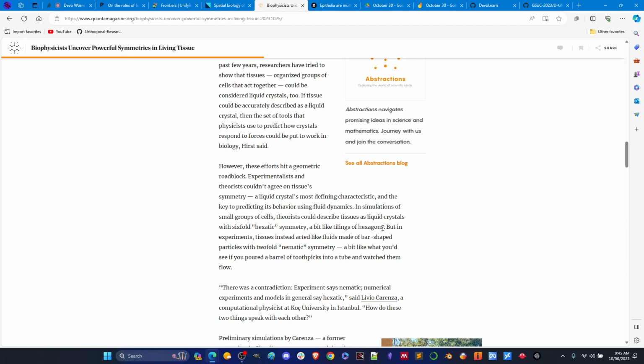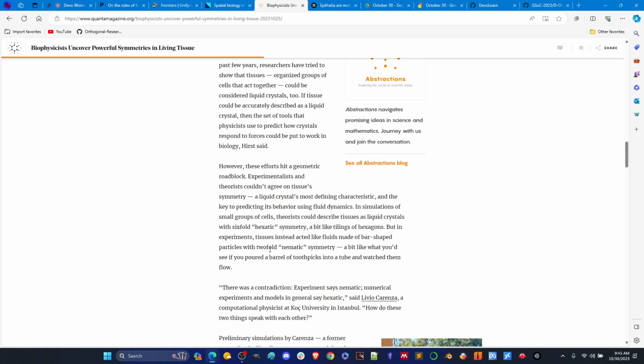And so this is where the stability of these sheets comes into play. But also this orientation is important in the states that it achieves. So you can't have this change in phase of the tissue without this sort of symmetrical geometry. But in experiments, tissues instead acted like fluids made of bar-shaped particles with twofold nematic symmetry.